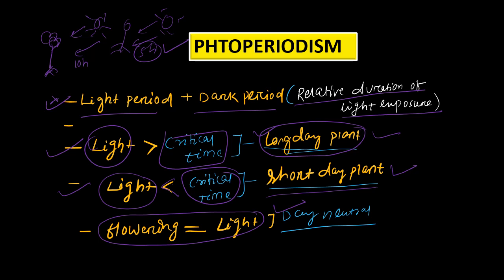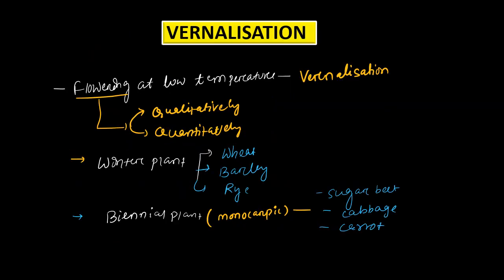Next is vernalization. So what is vernalization? We previously discussed how light affects flowering. Why is flowering needed? Flowering is needed for the next generation. Similarly, vernalization means how low temperature affects flowering. This condition is known as vernalization. So low temperature affects the quality and quantity of flowering.